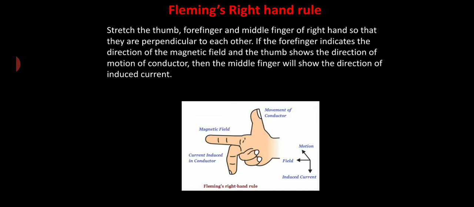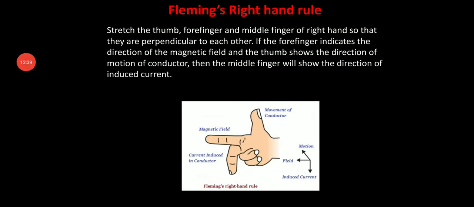So what is the difference between Fleming's right hand rule and left hand rule? In the left hand rule, first comes the forefinger, right? The forefinger indicates the direction of the magnetic field, then the middle finger indicates the direction of the current, and then the thumb shows the direction of the motion of the conductor. Here, first the forefinger indicates the direction of the magnetic field, then the thumb shows the direction of motion of the conductor, and finally the middle finger shows the direction of the induced current. That is the main difference. Understand that. This simple rule is called Fleming's right hand rule.